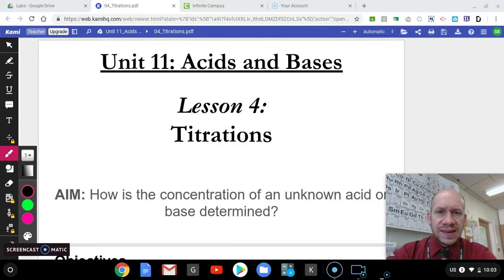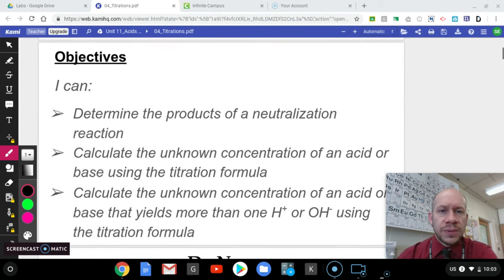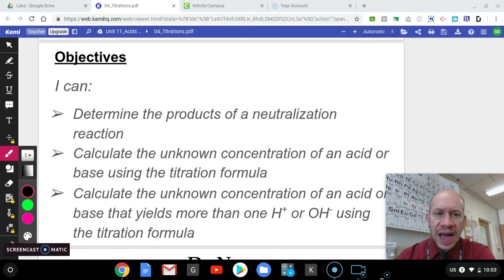This is Unit 11, Acids and Bases. Lesson 4, Titrations. How is the concentration of an unknown acid or base determined? The objectives of this lesson: I can determine the products of a neutralization reaction. I can calculate the unknown concentration of an acid or base using the titration formula.